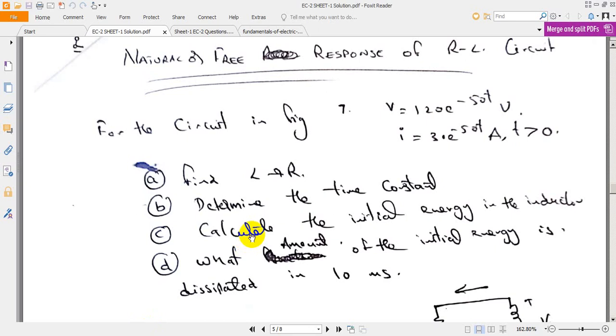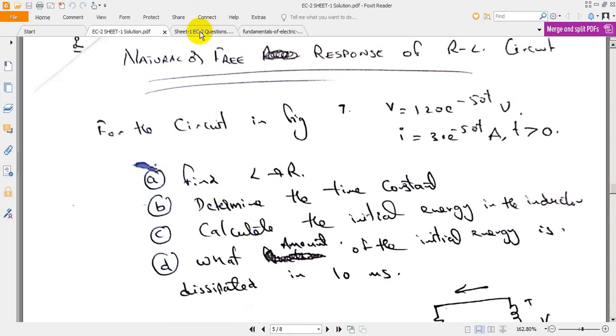Welcome to the second session of the sheet 1 tutorial part. In the last session we discussed the RC circuit, the RC free response circuit. In today's session we will be discussing the RL free response circuit.